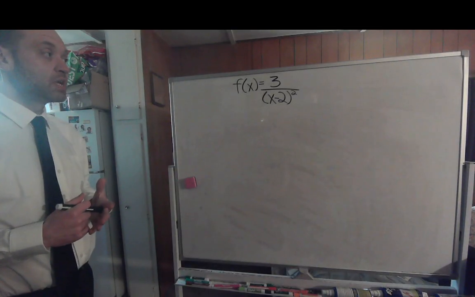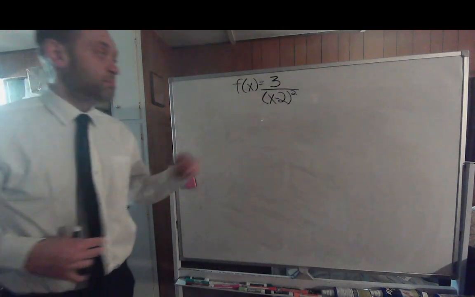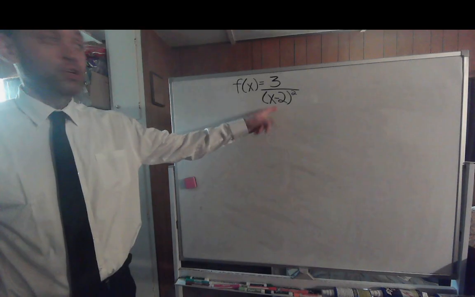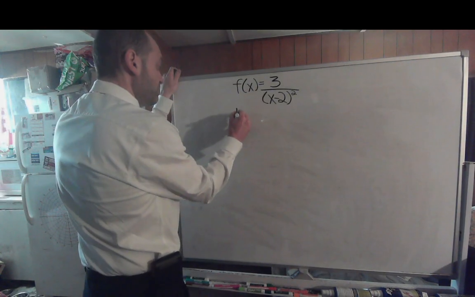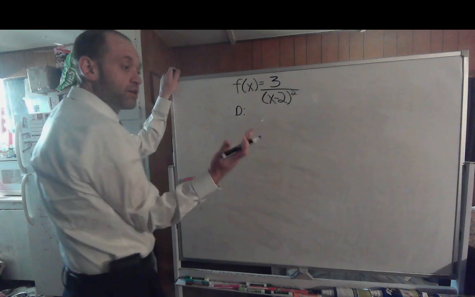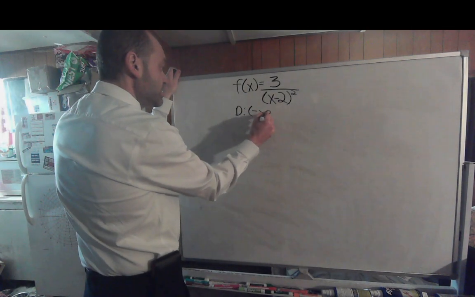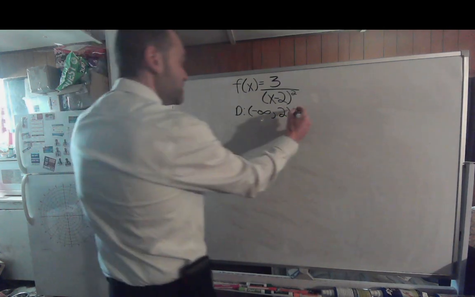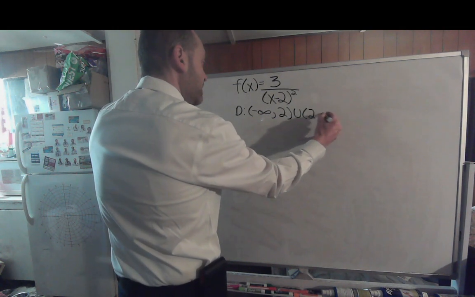Well, let's look at this here. What value of x would make this undefined? Set that x minus 2 equal to 0, you get x equals 2. So the domain can literally be any value of x you want it to be except for x equals 2. So the domain goes from negative infinity to 2 non-inclusive in union with 2 to infinity non-inclusive.